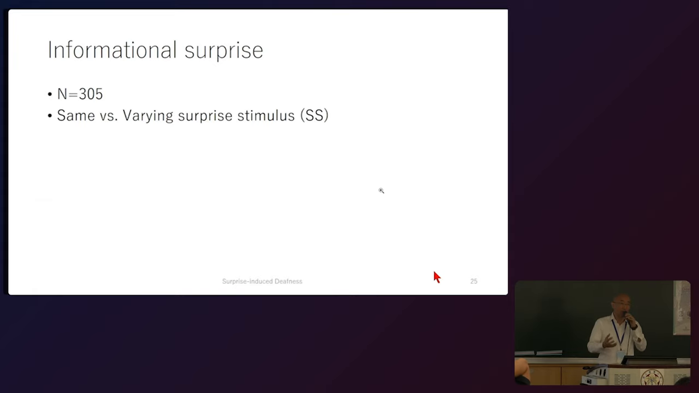Next, I wanted to manipulate the frequency of surprise and its consistency. What happens if I manipulate it, same versus varying surprise stimulus? In the same condition, the surprise stimulus stays the same. In the varying condition, I always use different surprises. So what happens to habituation rate and attention accuracy deficit? I also varied the density of surprise.